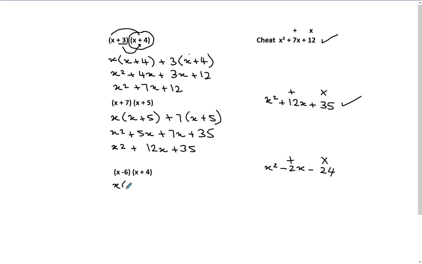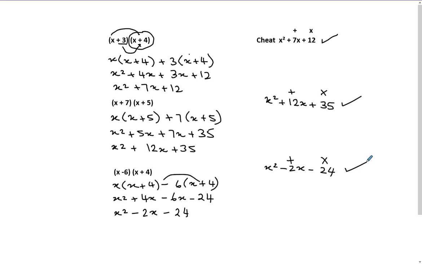Expand my way. X times x plus 4 minus 6 times x plus 4, which gives you x squared plus 4x minus 6x. Minus times positive is minus. 6 times 4 is 24. And when you collect your like terms, your final answer will be x squared minus 2x minus 24. It agrees with your answer. Tick. I'm getting really good at this.